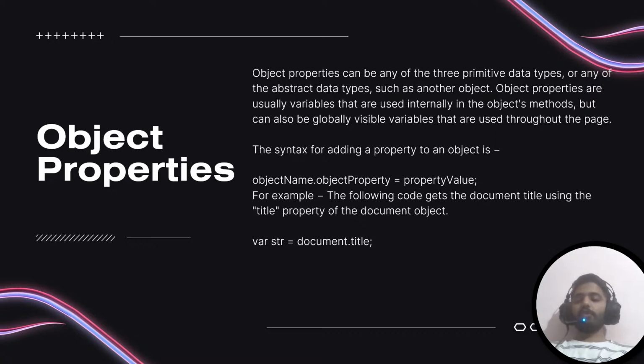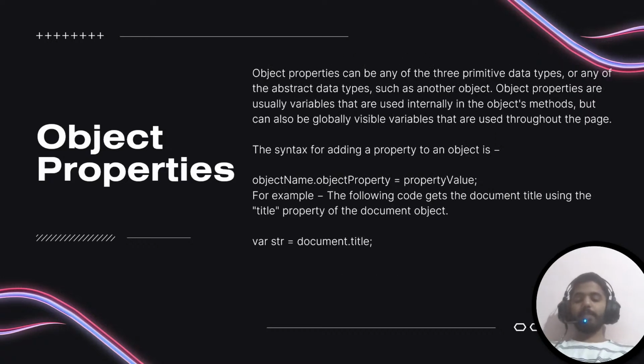Now we'll see what object properties are. Object properties can be any of the primitive data types, or other abstract data types, or other objects also. Object properties are usually variables that are used internally in the object's methods, but can also be globally visible variables that are used throughout the page. How can you add a property to an object? You write your object's name dot your property's name, equal to your property value, correct?